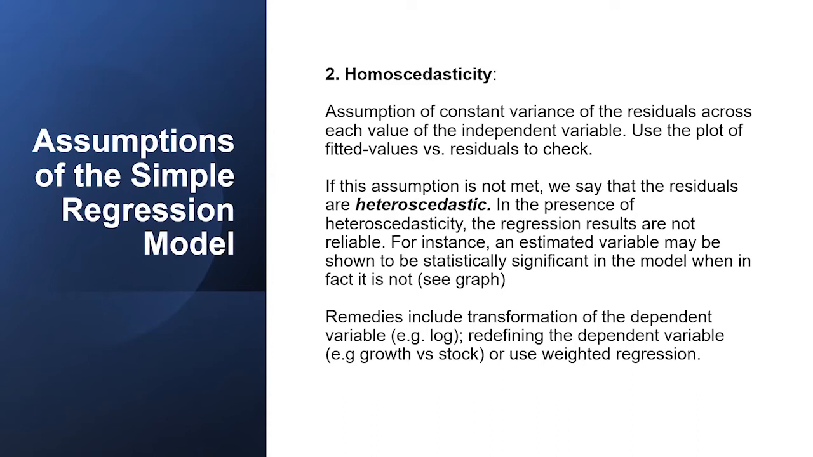For example, if you suspect heteroscedasticity, then you might take the log, transforming the dependent variable, or use what's known as a weighted regression, etc. We use GDP a lot, so sometimes instead of using the nominal value of GDP or even the real value of GDP, we might use growth versus the stock of the variable. Any of these transformations might take care of heteroscedasticity, but if you don't do it, then your estimations may not be reliable.